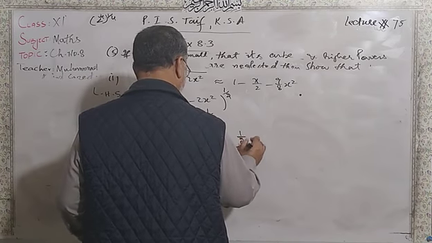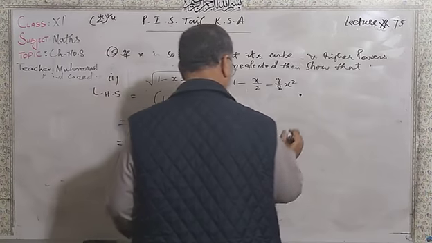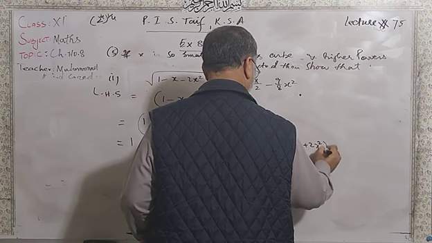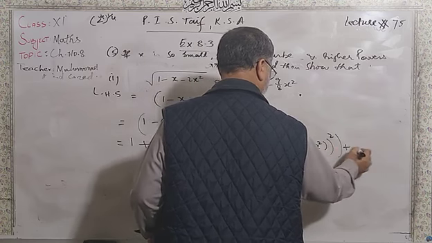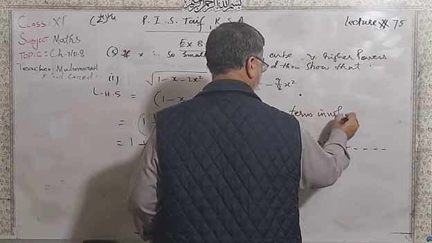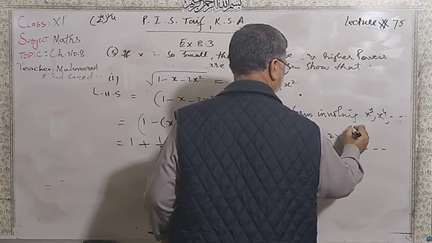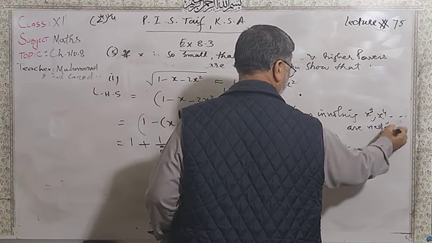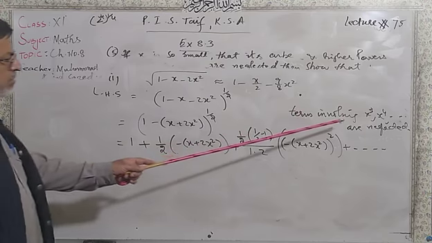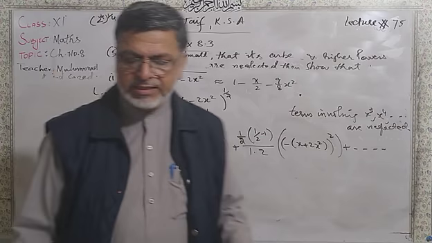Plus n into n minus 1 over 1 into 2 x square plus so on. Terms involving x cube, x4 are neglected. Dear students, we have neglected the terms involving x cube and higher powers. X square is present in your answer.